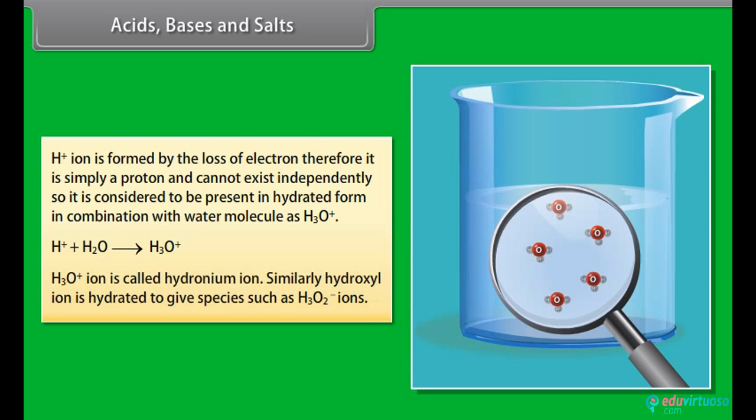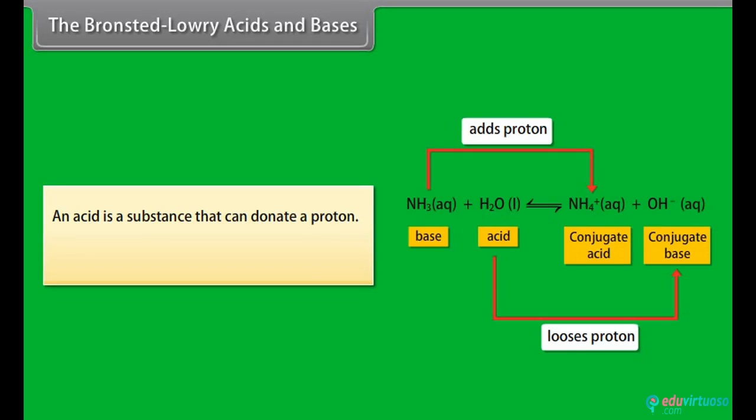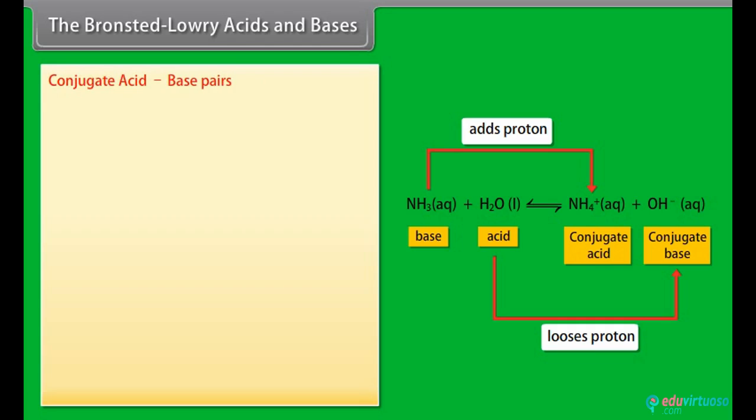H3O+ ion is called hydronium ion. Similarly, hydroxyl ion is hydrated to give species such as H3O2- ions. The Bronsted-Lowry acids and bases. According to them, an acid is a substance that can donate a proton. A base is a substance that can accept a proton.